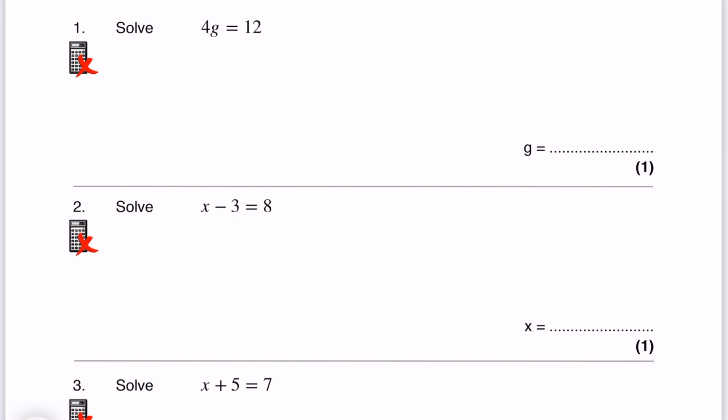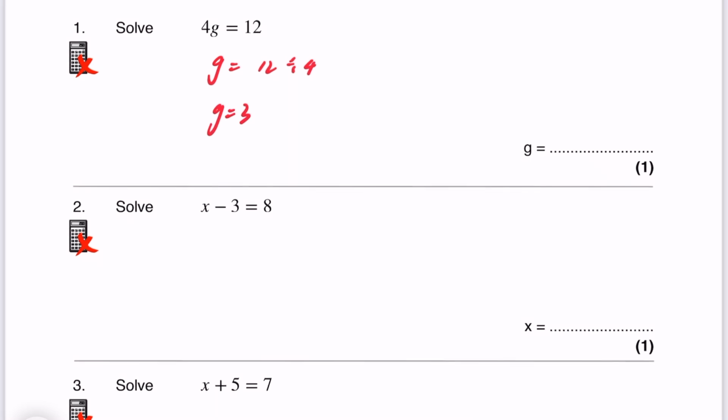Hi there, let's start with solving equations today, which is related to algebraic expressions and rearranging of terms. Okay, question 1 says, solve 4g equals 12. We're going to do rearrangement. g equals 12 divided by 4, g equals 3.